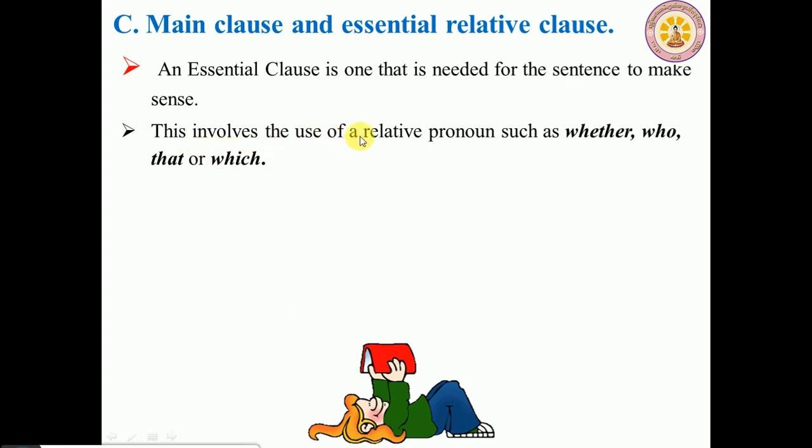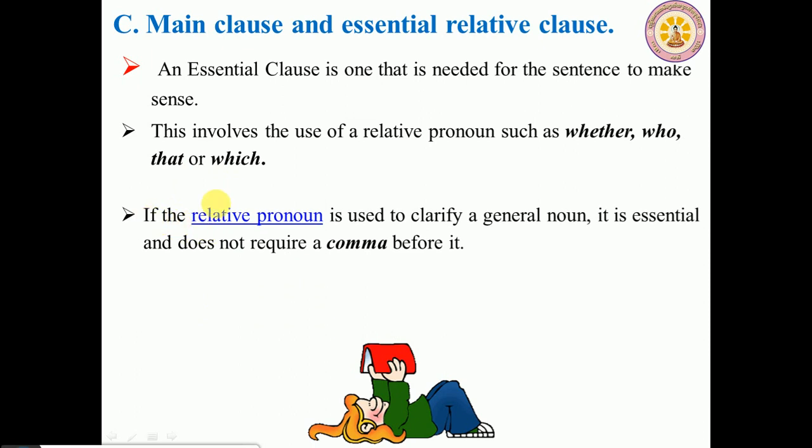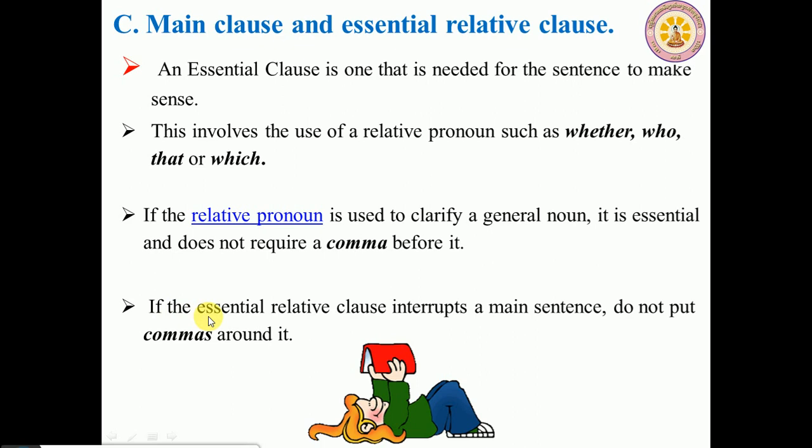This involves the use of relative pronouns such as whether, who, that, which, whom, whose. If the relative pronoun is used to clarify a general noun, it is essential and does not require a comma before it. So you know that the main clause plus an essential relative clause does not use a comma. If the essential relative clause interrupts a main sentence, do not put a comma around it.